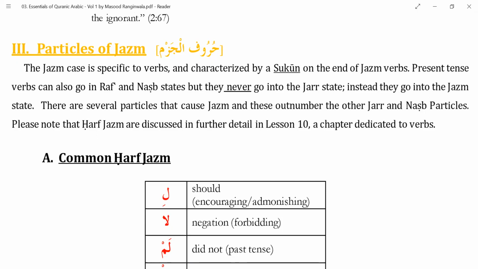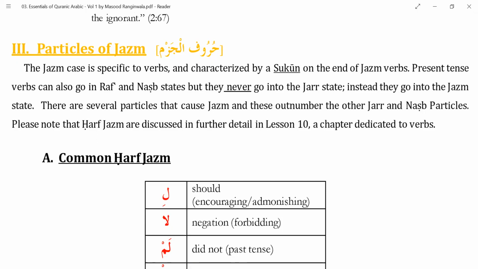So how do you know? What will happen is the verbs, they will fall into Jazm state. They will have a sukoon at the end. Present tense, they go into Rafa, they go into Nasb, but they never go into the Jar state. Like how we have Rafa, Nasb, and Jar for Ismun, Fi'lun will have Rafa, Nasb, which is which one? Present tense, not past tense. Past tense is based on a fatha, it's mabni.